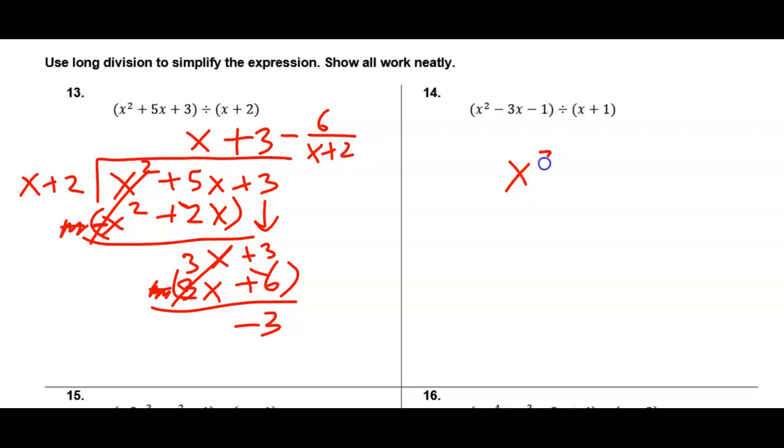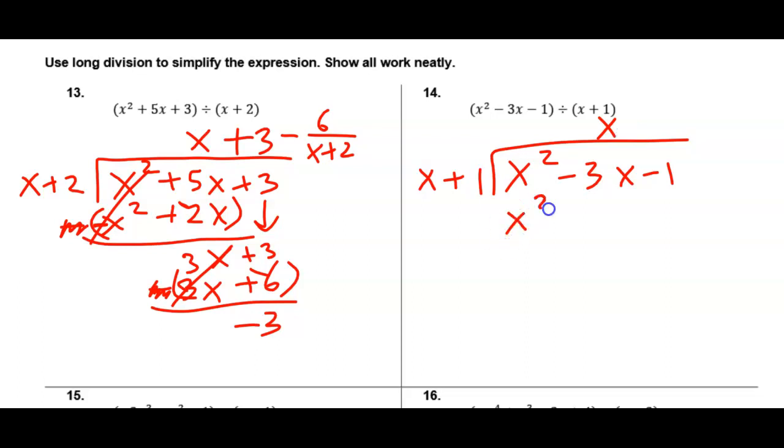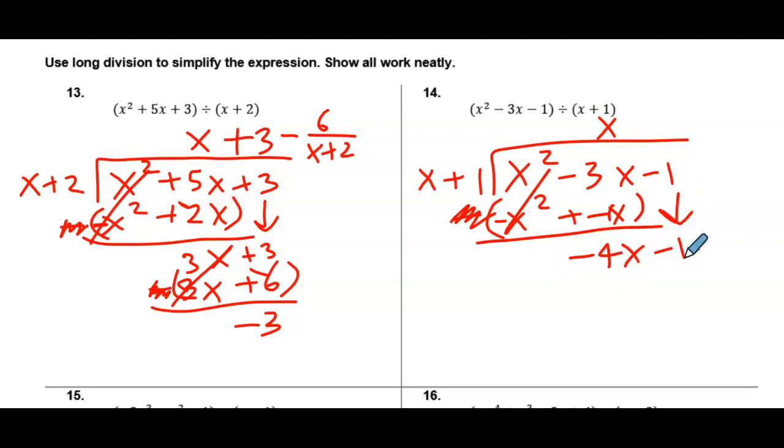Same thing over here, x squared minus 3x minus 1 divided by x plus 1. First term divided by the first term, x squared over x is x. Remultiply, x squared times x is x squared. X times 1 is x, so that's plus 1x. And then again, we're subtracting the whole thing, so that becomes minus, that becomes minus. Those cancel out. Negative 3x minus 1x is negative 4x. Bring down minus 1. Negative 4x divided by x is negative 4.